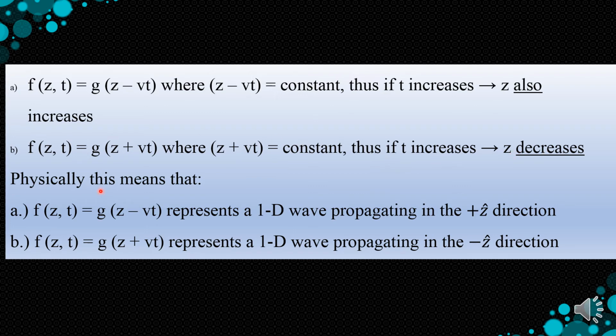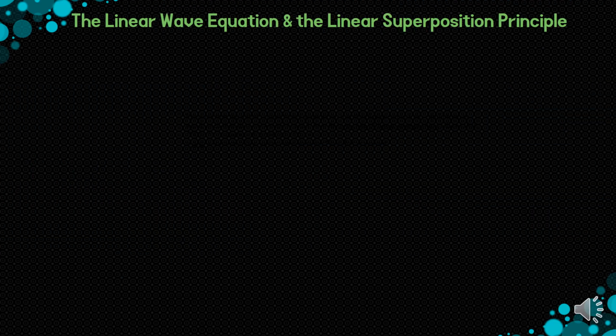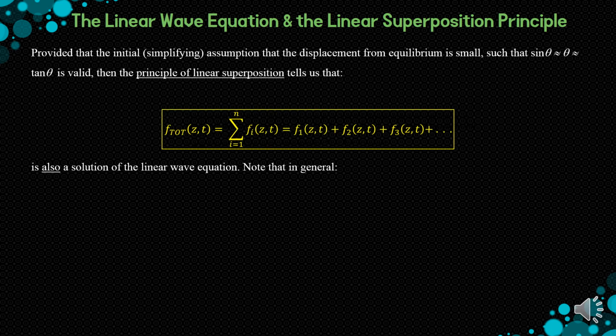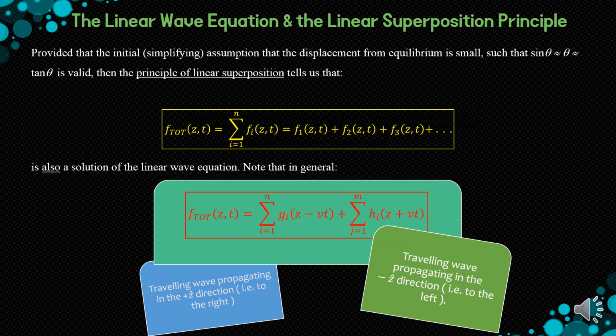What does it mean? Physically this means that f(z,t) = g(z − vt) represents a one-dimensional wave propagating in the positive z direction, whereas f(z,t) = g(z + vt) represents a one-dimensional wave propagating in the negative z direction. As we have concluded, traveling waves can propagate in the positive direction as well as in the negative direction.